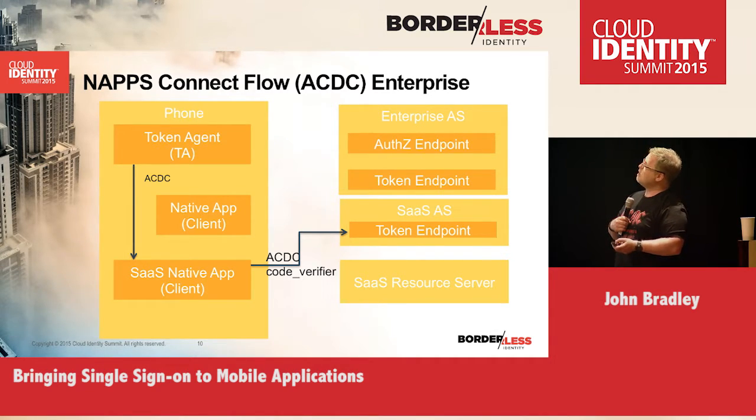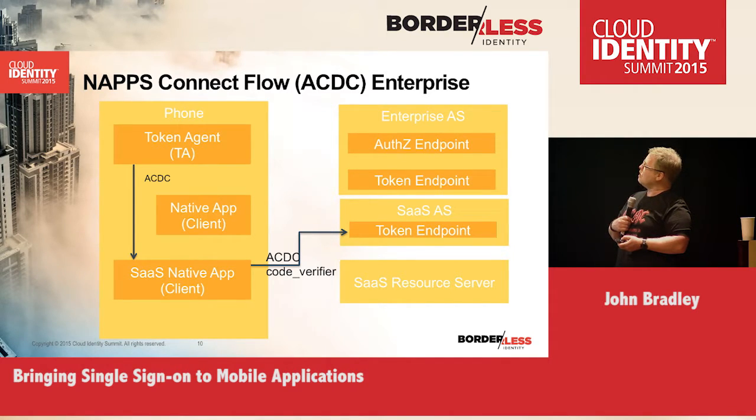So the enterprise has done that in the first instance. The user hasn't needed to authenticate again because the token agent was in the first step strongly authenticated to the enterprise AS. So based on that, it was able to continue to get access tokens for the SaaS app.